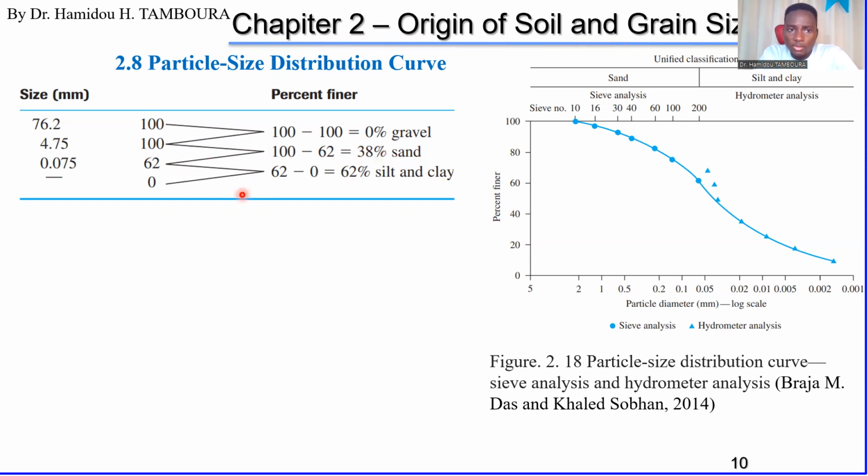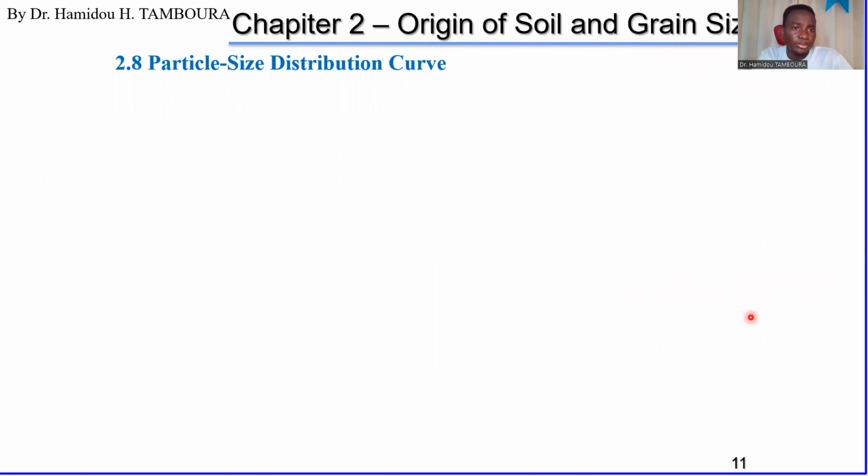And the rest will be, of course, fines. It means silt and clay. 62 minus 0 will be 62. So we can also obtain the amount of gravel, sand, and silt and clay in the soil just by using this particle size distribution curve. Okay, very important. Okay, let's continue.